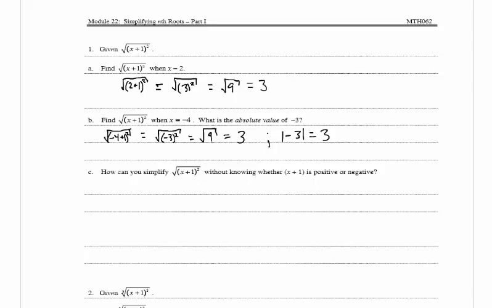So we know that in part A we found that the square root of 3 squared was equal to 3, and in part B we found that the square root of negative 3 squared was equal to 3. So we can rewrite the square root of (x plus 1) squared as the absolute value of x plus 1.